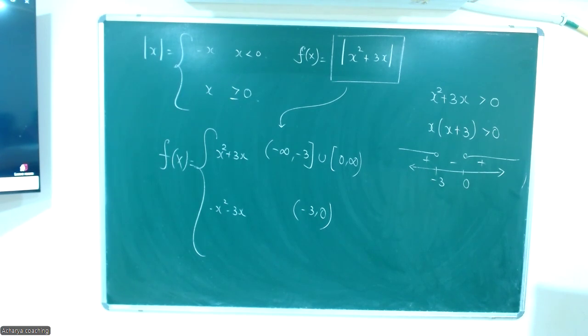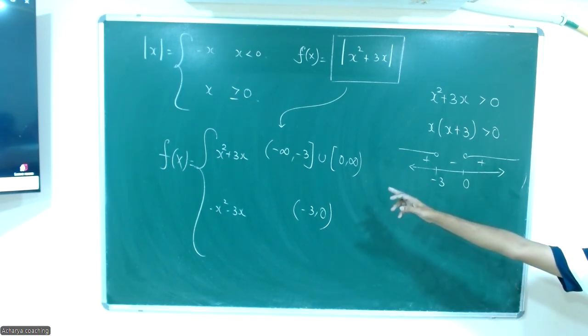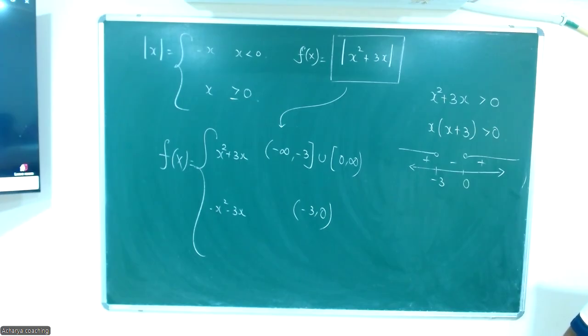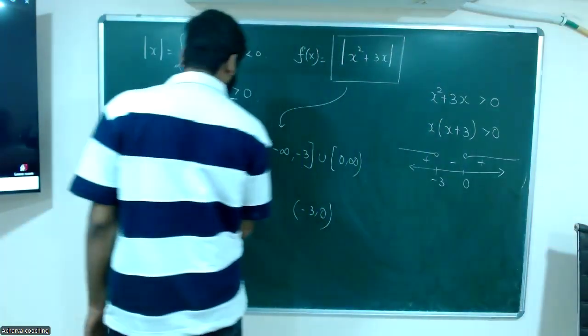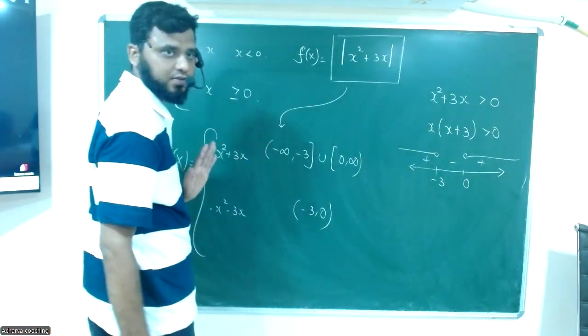Hollow circle. Minus 3, either we can include there or we can include here. If you put minus 3, the answer will be 0. If you put 0 also, the answer will be 0. If you put minus 3 here and minus 3 here, you will be getting the same answer.